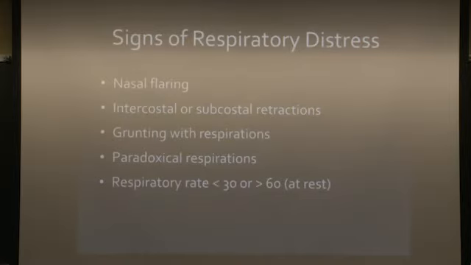Signs of respiratory distress are nasal flaring, intercostal or subcostal retractions. You'll hear grunting with each respiration. You'll see paradoxical respirations, and paradoxical means that the respirations are not even. One side of the chest will raise and the other side won't, or you'll have an abdominal raising and a chest sinking down. It's uneven breathing. And you'll have unusual respiratory rates like under 30 or at rest above 60. So the rate may be due to effects of analgesics or anesthetics administered to mom during labor and birth.